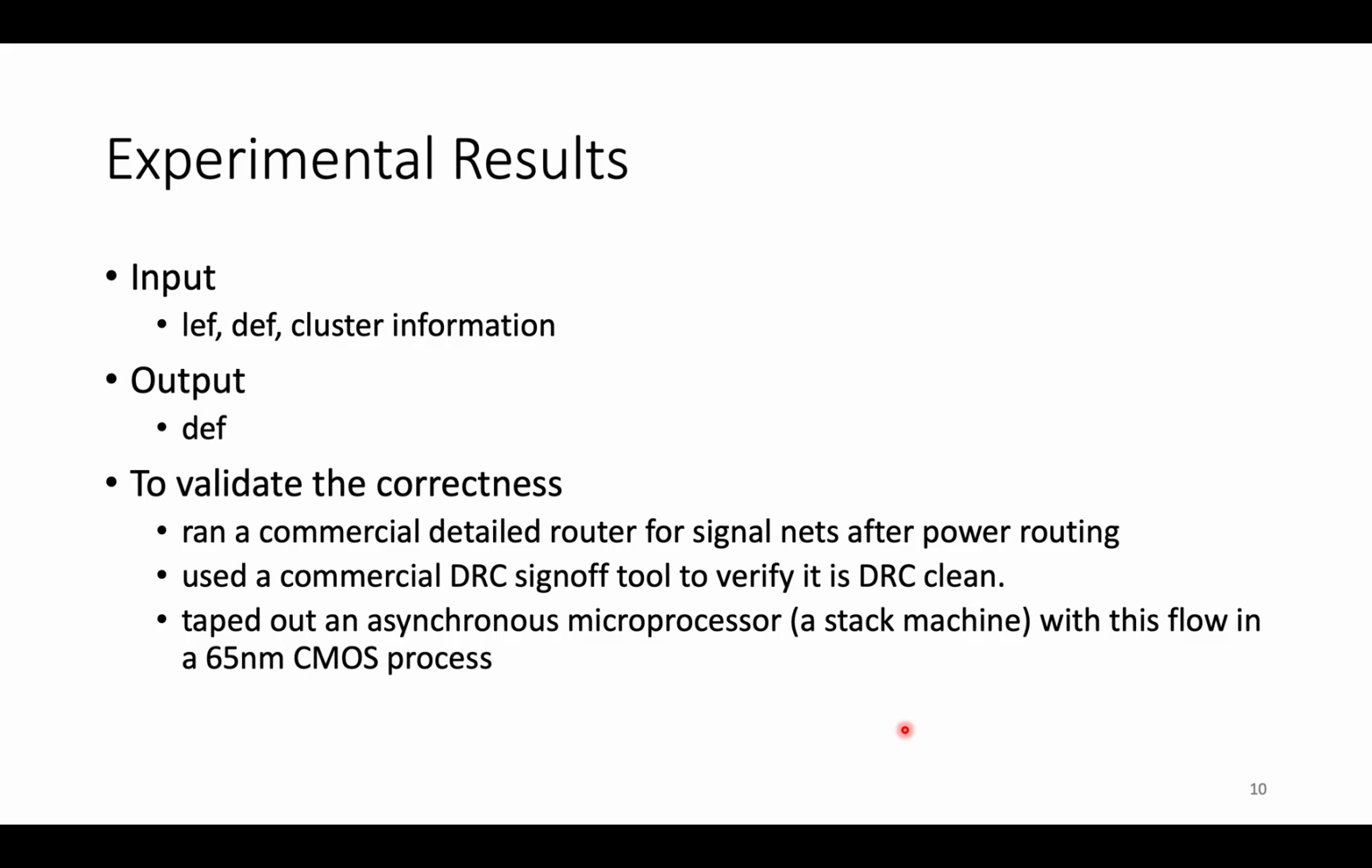Finally, let me show the experimental result. Our power router's inputs are left DEF and cluster information files. The output is DEF. To validate the correctness, we ran a commercial detail router for signal nets after power routing. We then use a commercial DRC sign-off tool to verify it is DRC-clean. We finally tape out an asynchronous microprocessor with this flow in a 65 nanometer process.